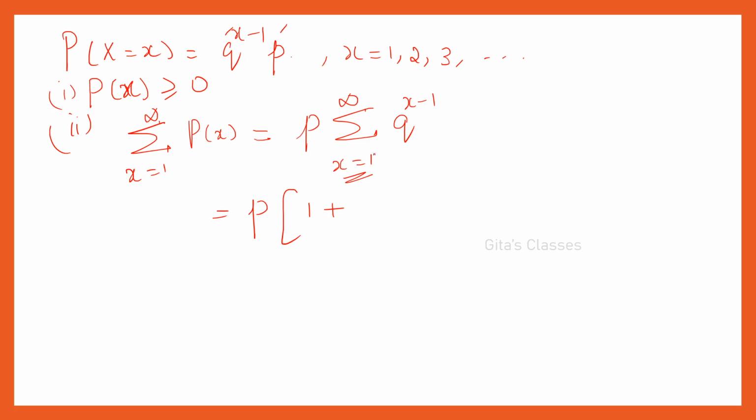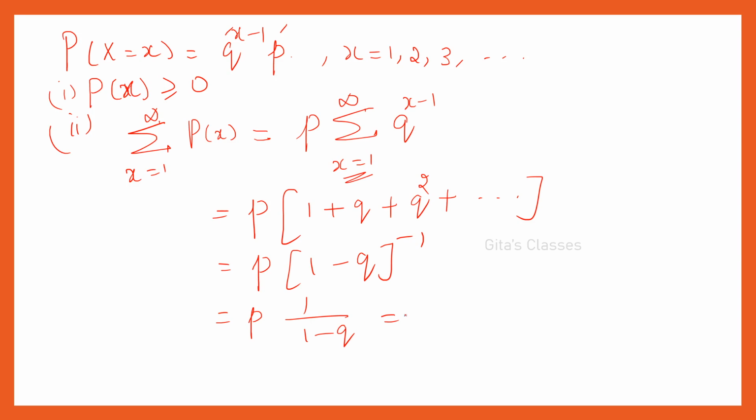When x is equal to 2, what will happen? 2 minus 1, so q, plus when x is equal to 3, q squared, plus etc. What is this definition? p into (1 minus q) the whole power minus 1, right? That is equal to p into 1 by 1 minus q. What is 1 minus q? We know that p plus q is equal to 1. So q is equal to 1 minus p, right?